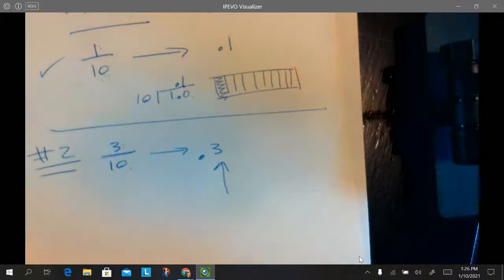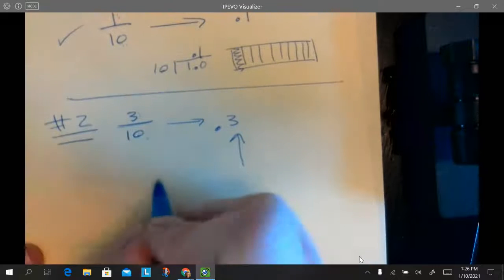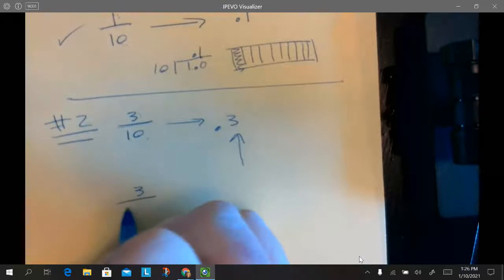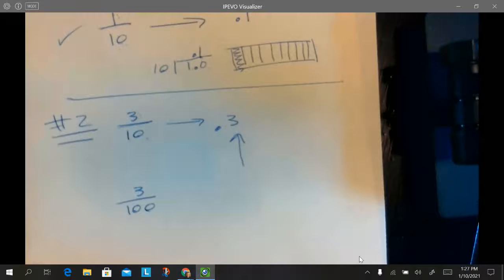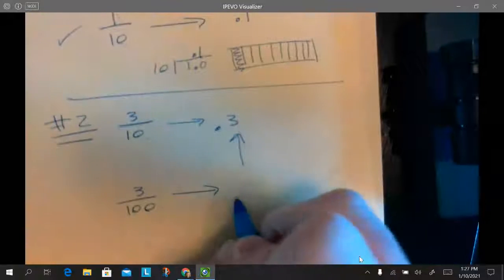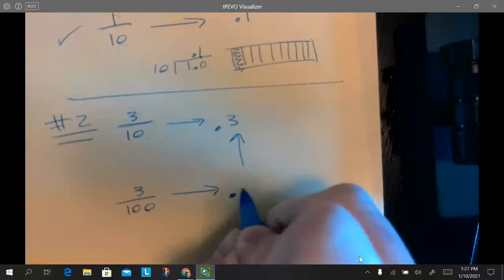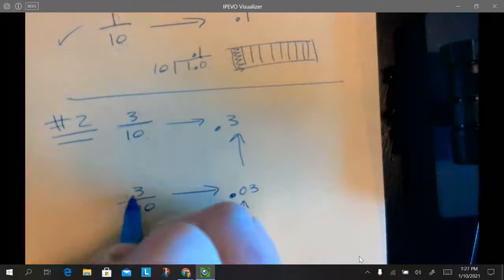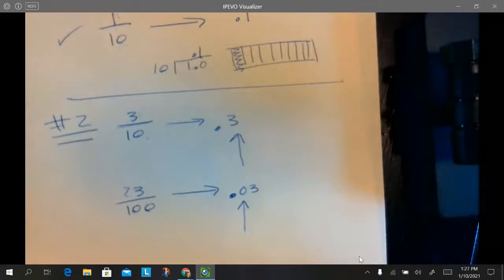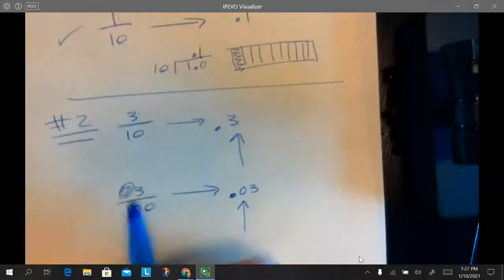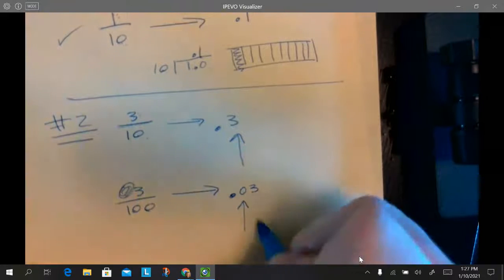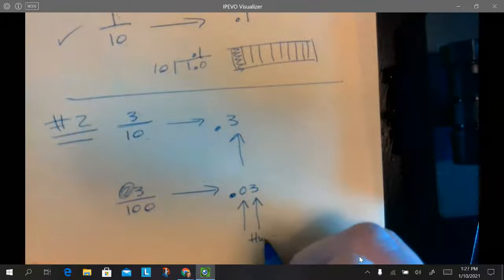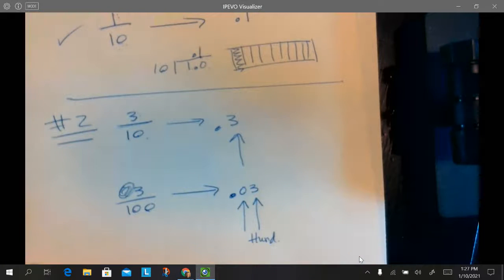Now, a little different is, what if you had 3/100ths, or 3 parts of 100? That would be 0.03, because you have no tenths. There's nothing there in the tenths place, but you have 3/100ths. This is the hundredths place.